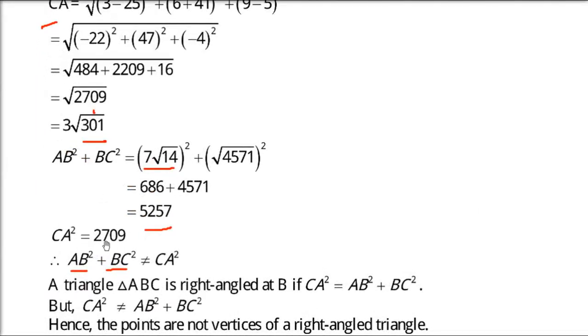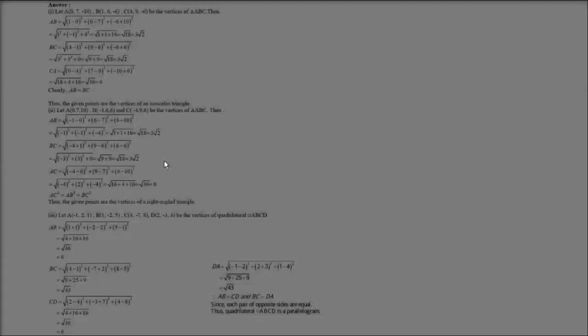Okay, let me tell you again. In AB, BC, AC, take the longest side, square it. Take the other 2, square them, add them. If it comes to the longest side square, then it is a right angle triangle, otherwise it is not.